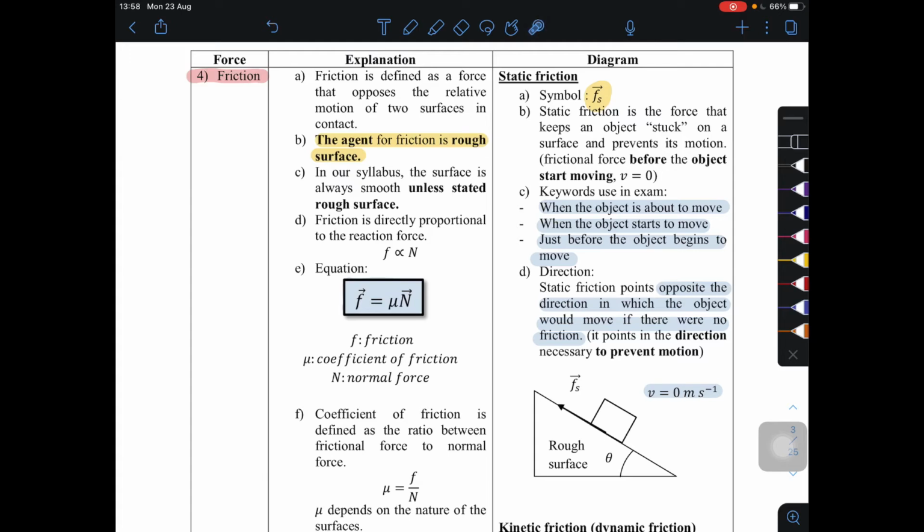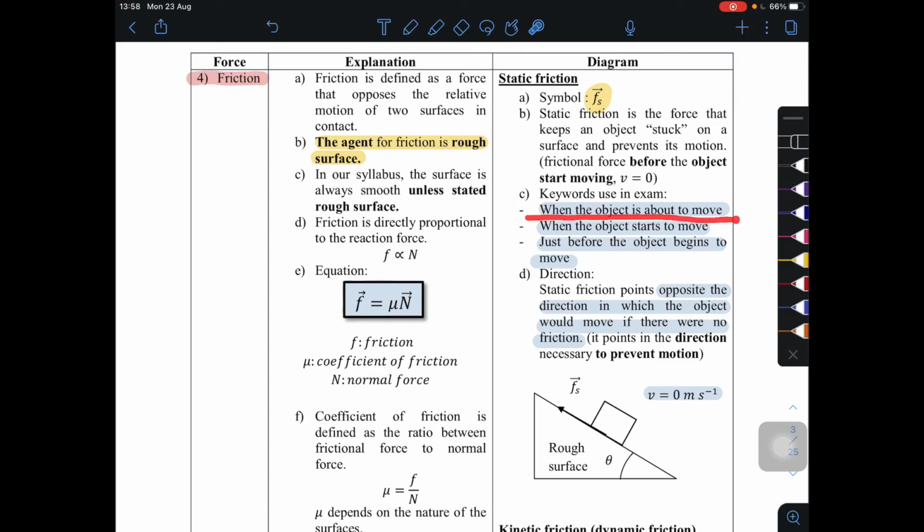Okay, macam mana kita mau tahu dia adalah static friction? Kita kena tengok keywords dalam soalan ataupun dalam situation yang diberikan. Pertama, keywords dia adalah when the object is about to move. Okay, dia about to move but it's not moving yet. So bermaksud dekat sini velocity dia adalah sama dengan kosong. It is at rest, static. Dia tidak bergerak pun.